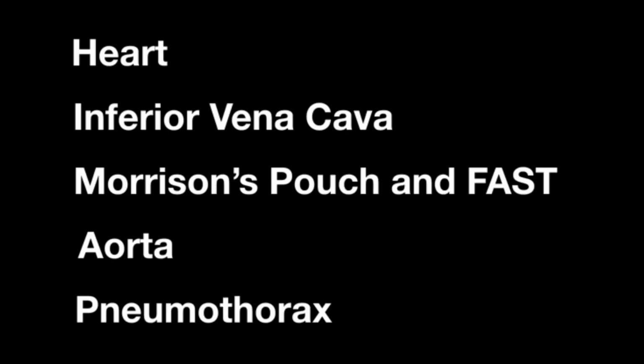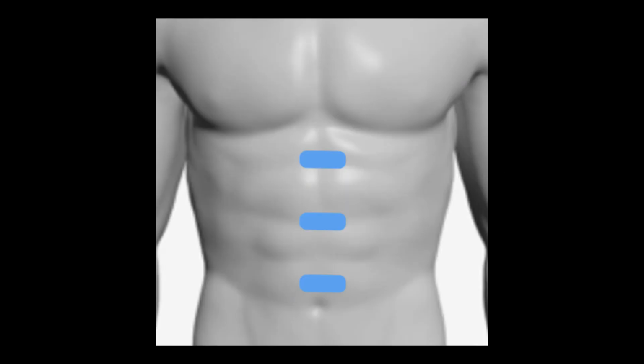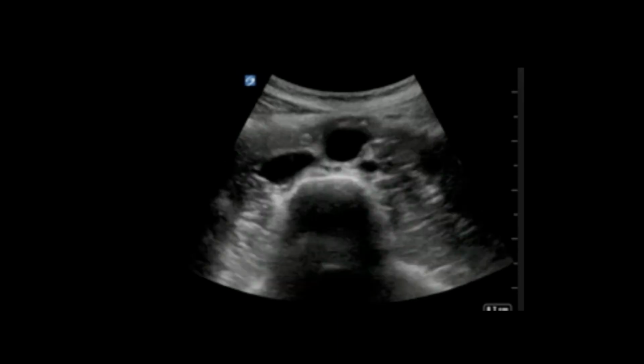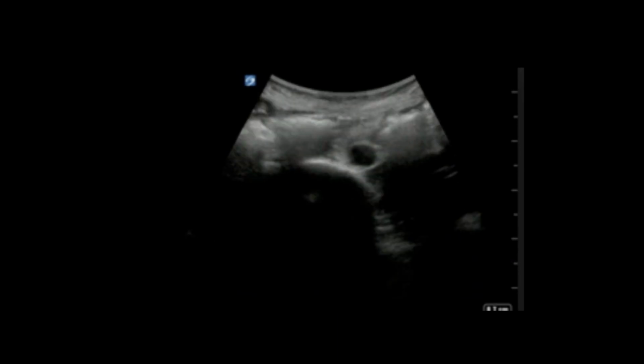Now we can move on to the A in HIMAP, which is the aorta. The abdominal aorta can be quickly evaluated with the ultrasound probe in the transverse view, beginning at the subxiphoid space and scanning down to the umbilicus. This will get you the suprarenal, infrarenal views and the bifurcation into the iliacs.